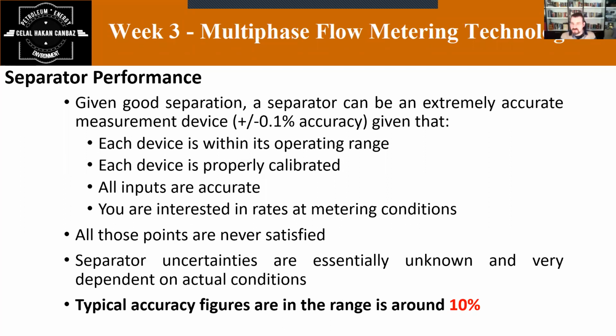It's very hard to satisfy it. I did not see any case like this. So the separator uncertainties are essentially unknown and very dependent on its measuring conditions. Okay. So it's important to note that, comparing all cases, more or less, the typical accuracy range is between 5% to 10%, we can say. It's far away from plus minus 0.1% accuracy. So in many cases, you need to have more accurate measurement results.